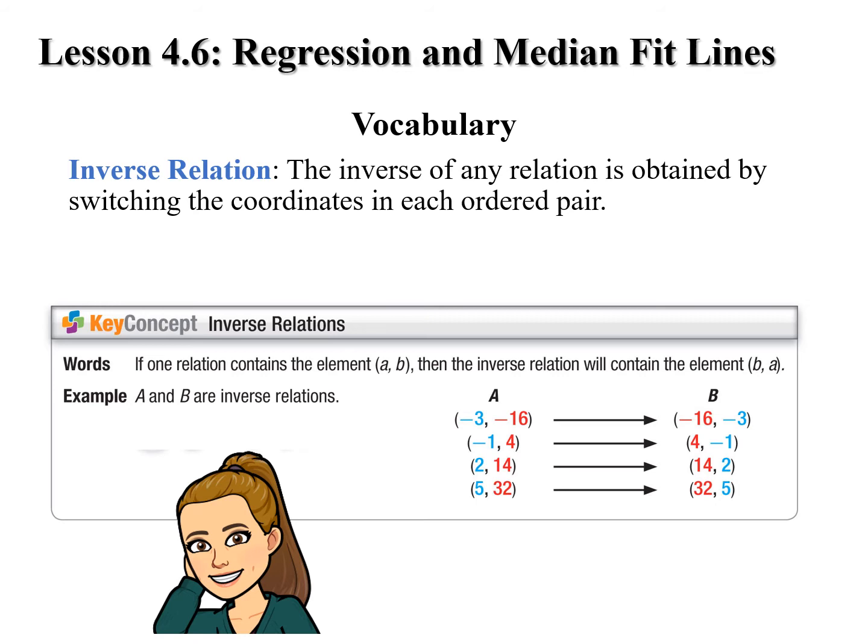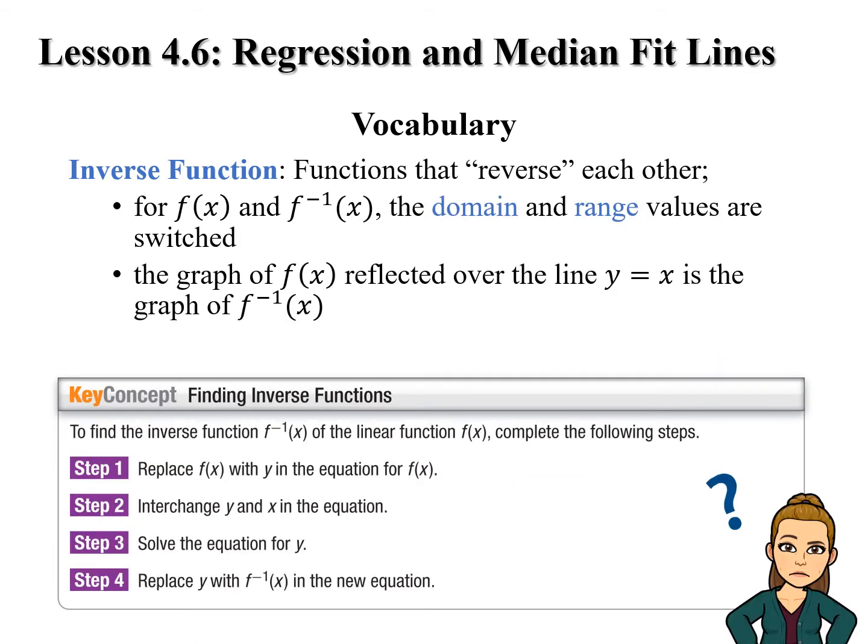In function f, when I put in a value of -3, I get out a value of -16. But with my inverse, I put in -16 and I get out -3. So they're kind of like opposites. They're undoing each other. And we do that with an inverse function. So to create that idea of my inverse relation, I can use the inverse function.